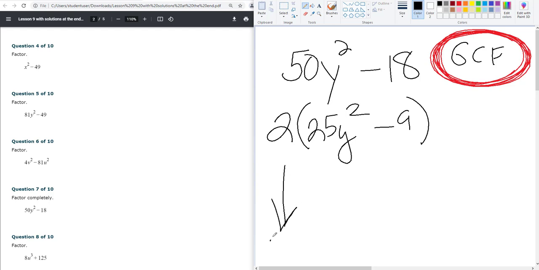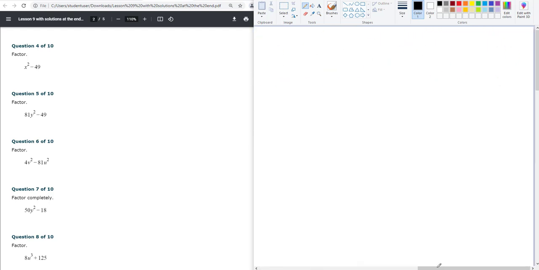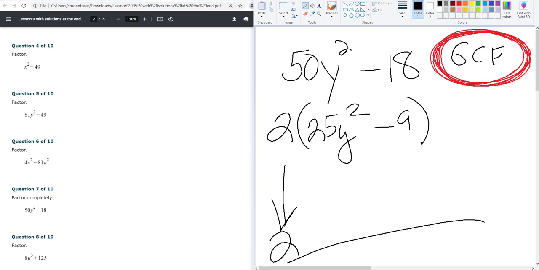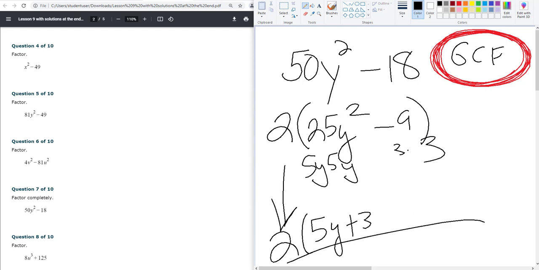So I'm just going to drop this 2 down because it needs to be my final answer. And here is 5y times 5y, and here is 3 times 3. So 5y plus 3 and 5y minus 3, but you must have the GCF of 2 in the front.